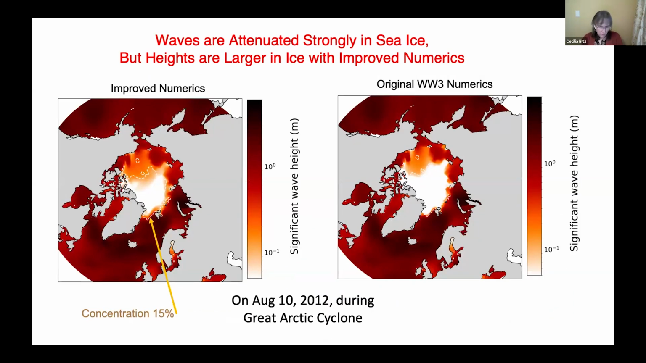And if you look at what this looks like in a spatial map, it's with the improved numerics on the left, far smaller radii of flows, but also much greater wave heights in the ice, and the action is right specifically at the ice edge usually, but in places where the ice concentrations are low, such as here, you can really see a major difference between the two simulations.